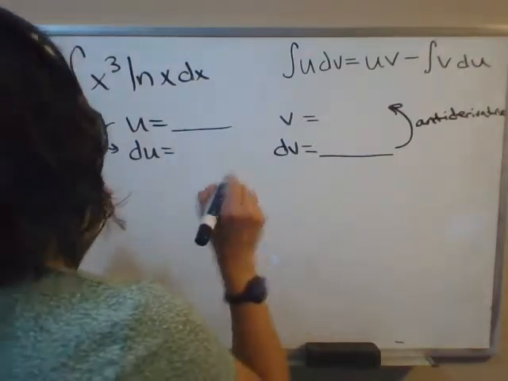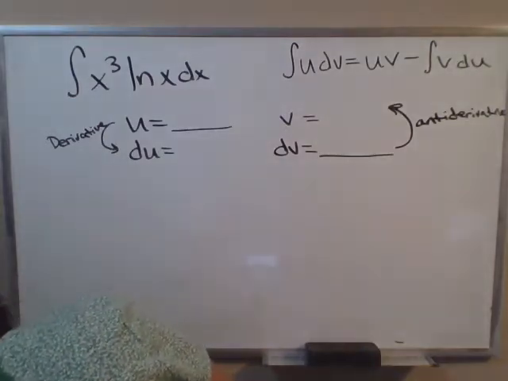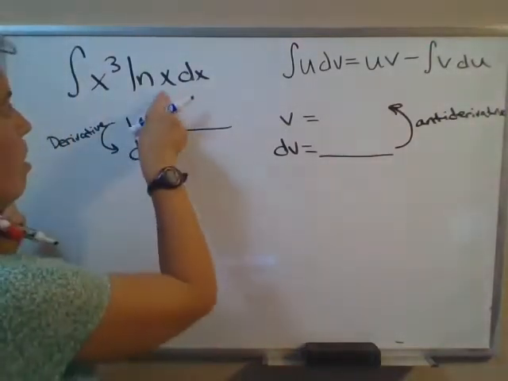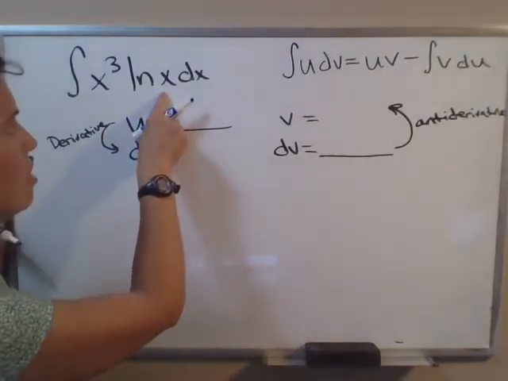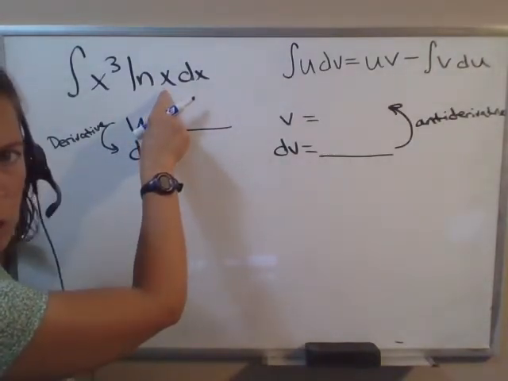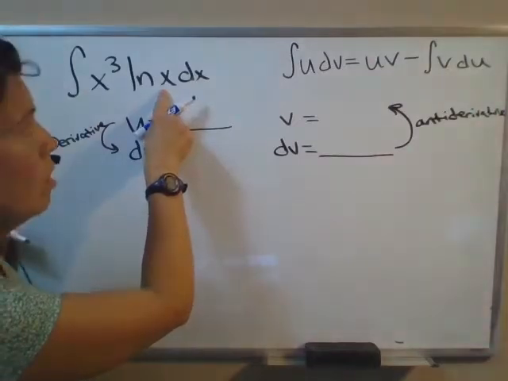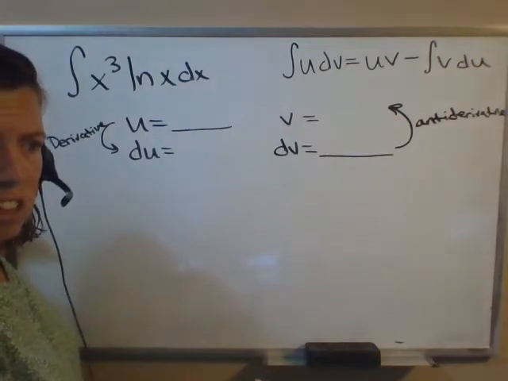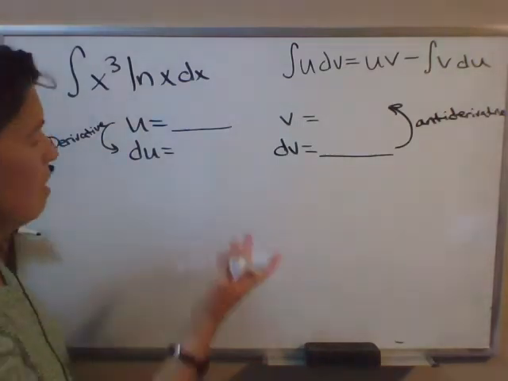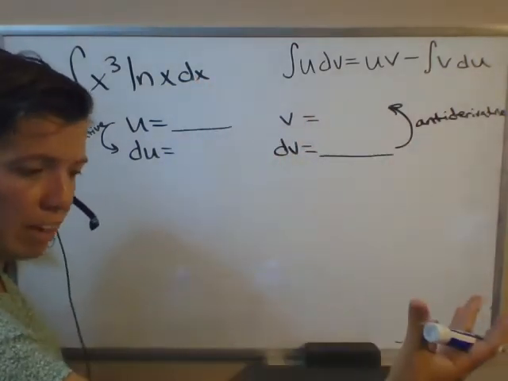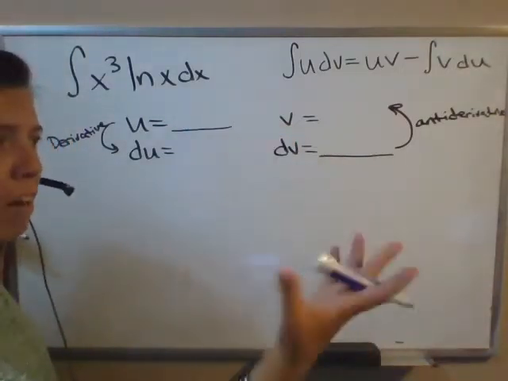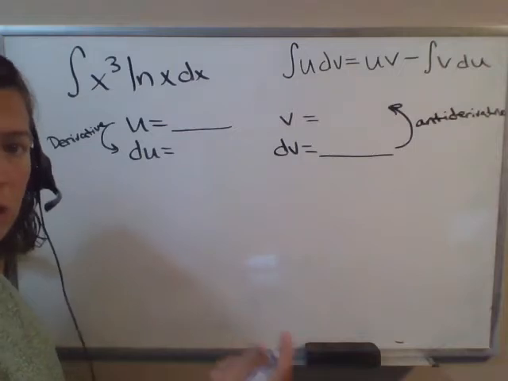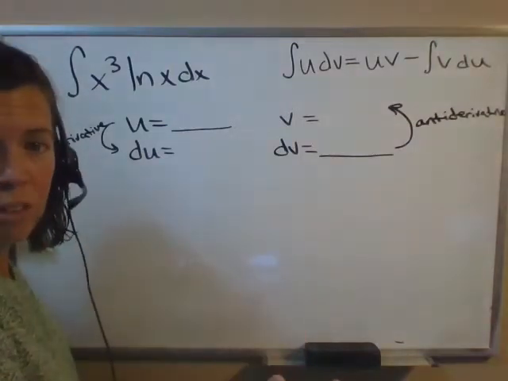Okay, so in this integral, I think I'll use colors here to highlight this. I'm going to focus on the natural log of x. We know the derivative of natural log of x. It's 1 over x. We don't actually at this point know the antiderivative of natural log of x. That's actually never come up. As much as you've used natural log of x, maybe even in your calculus class, we never have integrated the natural log of x. And actually, you use integration by parts to find the antiderivative of natural log of x.